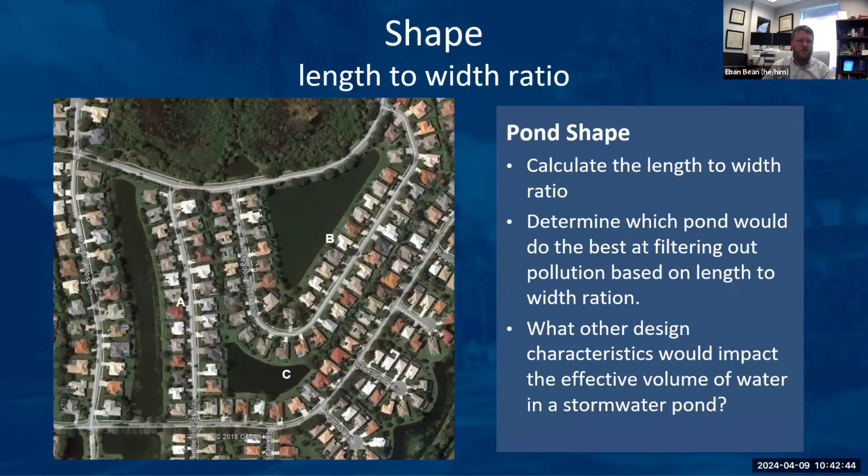And one of the exercises we'll sometimes do is asking folks to look at these ponds and compare which one, and I apologize, the A is a little bit offset from the long, narrow pond on the left there. But looking at these three ponds, which one has the best length to width ratio? And hopefully you can see that the A pond would be the longer, narrow one that would have a longer duration residence time in the stormwater pond.